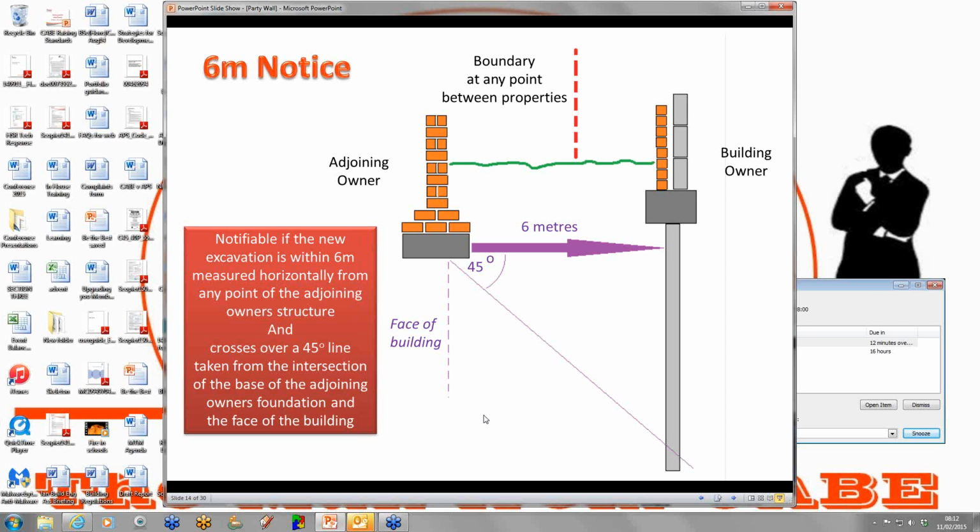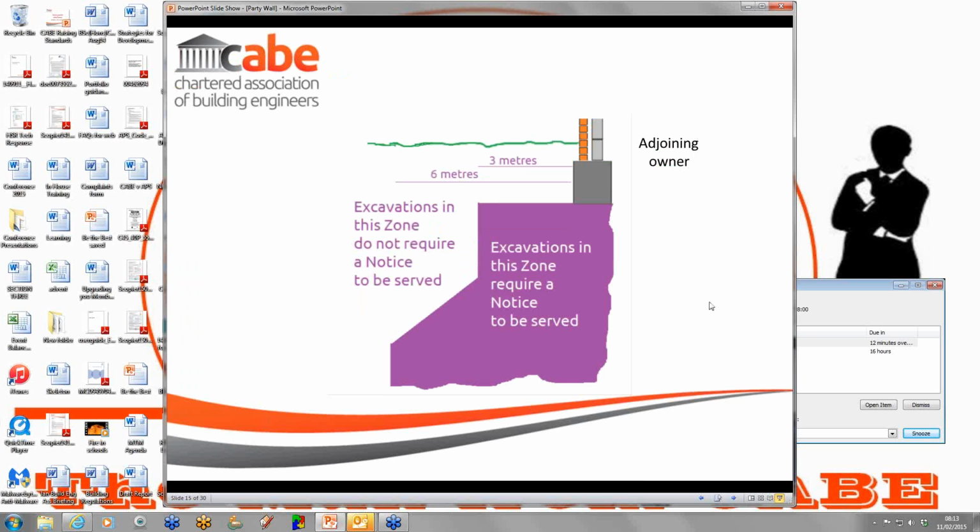So those are the fundamentals, if you like, when we're looking at development in relation to neighbouring properties, rather than actually something involving the line of the wall itself. And that can be summarised in this sort of sketch, where any excavation within a zone, from the new build point of view, is going to require a notification to be served.